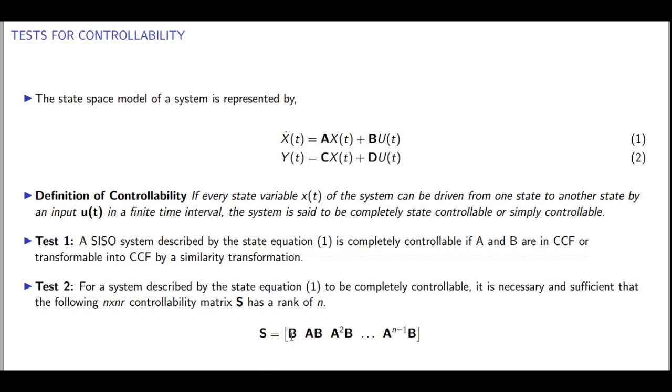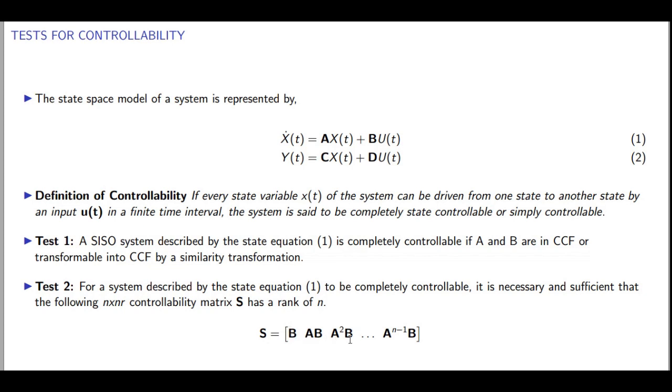So please assume that I've taken a B matrix of 3 cross 2, with 3 rows and 2 columns. The A matrix will be of size 3 cross 3. If I multiply this 3 cross 3 matrix with a 3 cross 2 matrix, I will again get a 3 cross 2 matrix. Therefore, the product AB also will be 3 cross 2. Please note, when I say that B is a 3 cross 2 matrix, it means 3 states and 2 inputs.